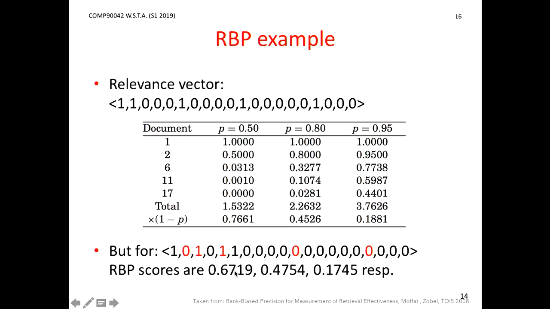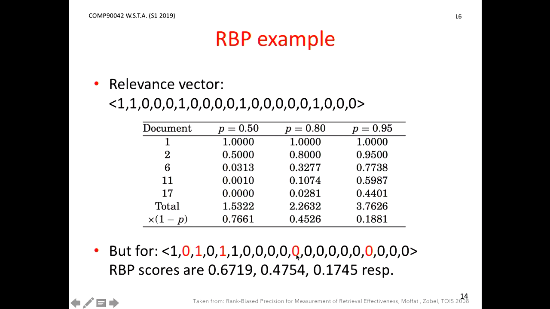And you can see here that for the impatient user at 0.5, their utility has dropped. For the more patient user, their utility has gone up. For the very patient user, the utility has gone down. So it's kind of interesting that we're getting this effect, that by playing around with these utilities, we're actually giving rise to different rankings between the quality of these two relevance vectors.